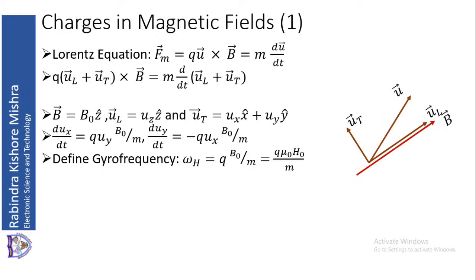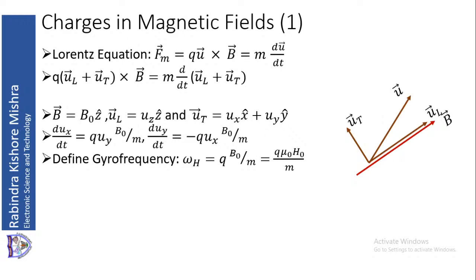Now in these two equations, you can see that on the right hand side there is a term which is common. That term is q into capital B0 by m. That is common to both these equations, dux by dt and duy by dt. So let us define that as gyro frequency and write it as omega h. Omega h is the gyro frequency, which is common to dux by dt and duy by dt, and that is equal to q B0 by m.